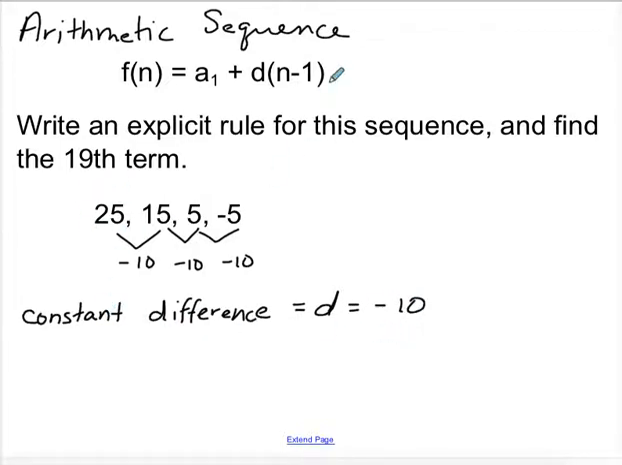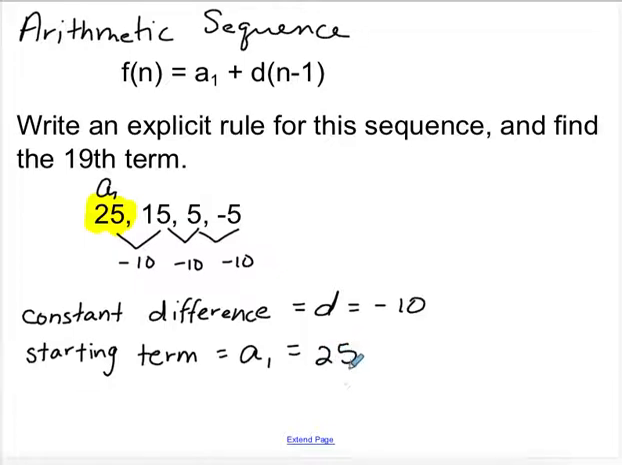We also have a starting value that we can see right here. It's just the number that we start counting by, and we're going to call that our first term, so our a sub 1 term. It's just the first term that we have. So our starting term, which is just the first number that we start our sequence by, here is 25.